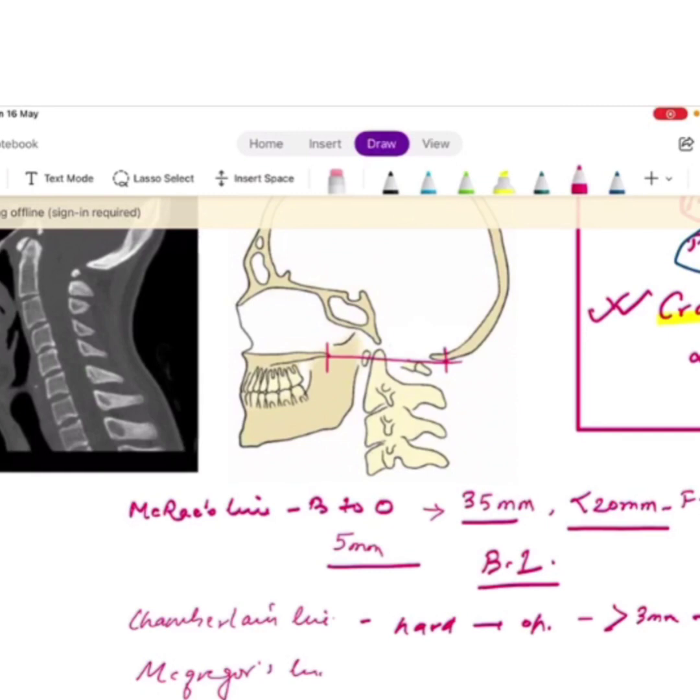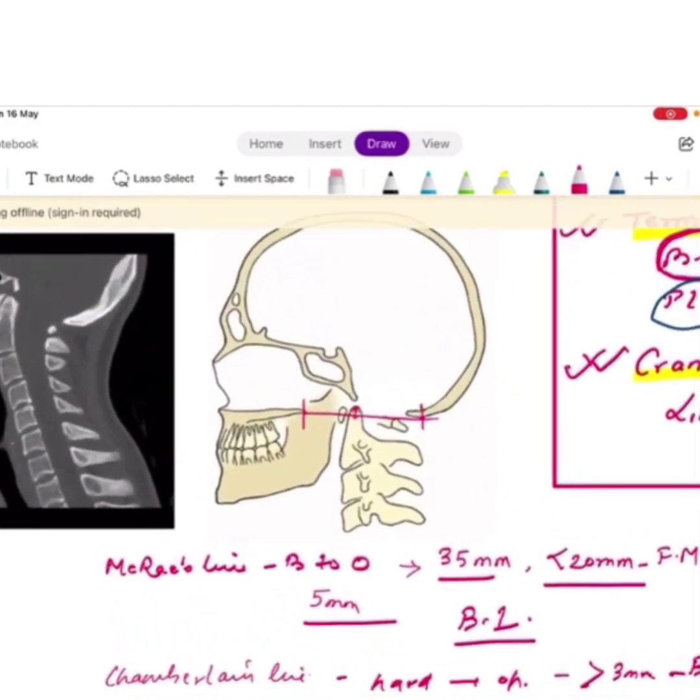If the tip of the dens is more than 4.5 mm above this line, this points toward basilar invagination. Okay, and one more line is there, what is known as the Wycombe's line. The Wycombe's line is drawn along the slope of the clivus.